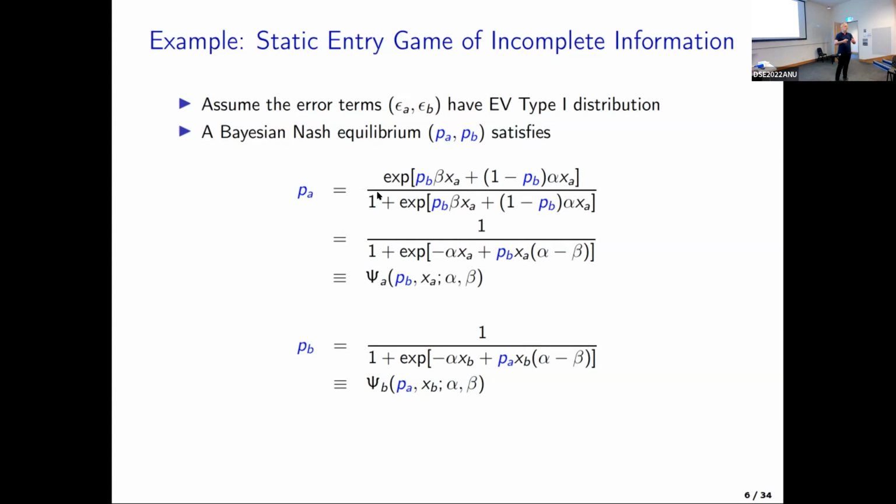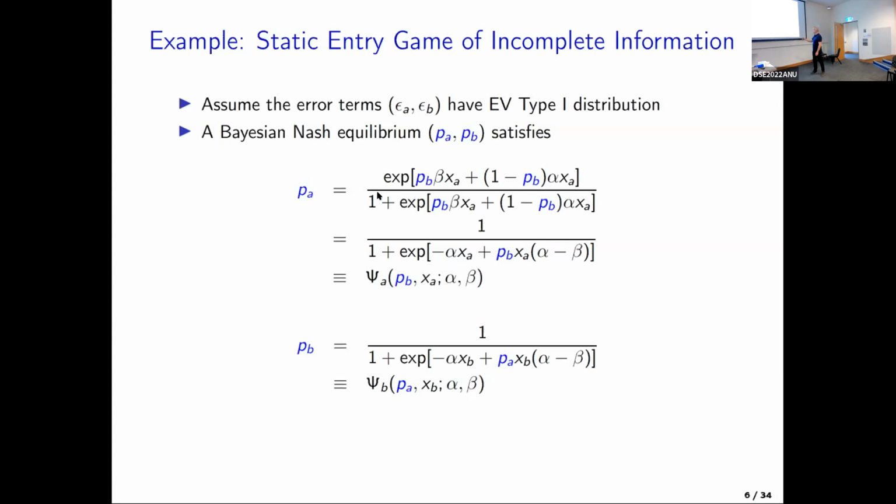So the firms form expectations about whether the opponent is entering the market. They don't observe the actual actions in the same period, but they can derive the probability that the opponent is serving the market. In this case, for firm A, you calculate the expected payoff, taking into account your expectation of whether the other firm is serving the market.